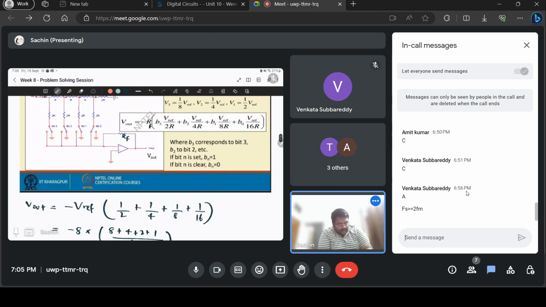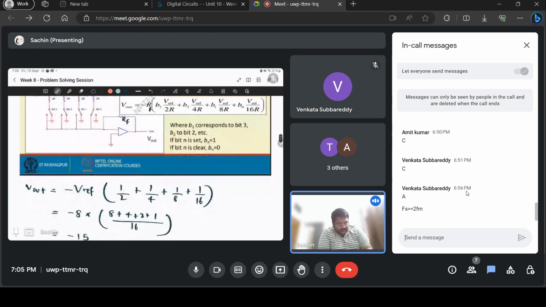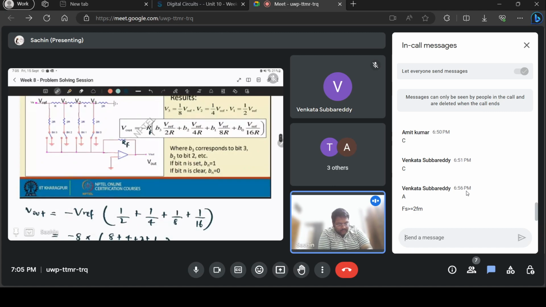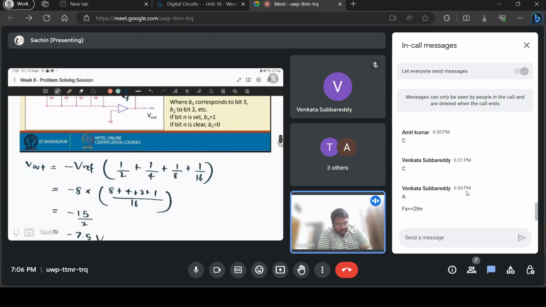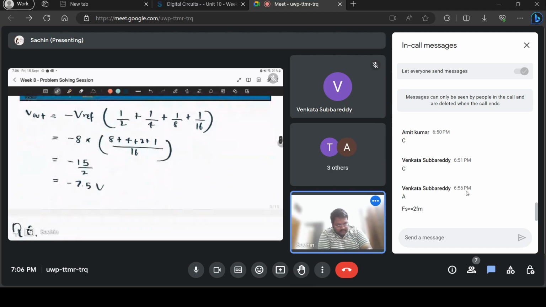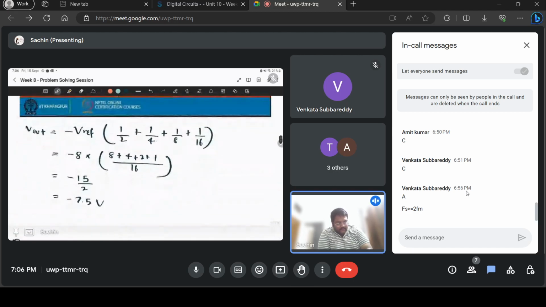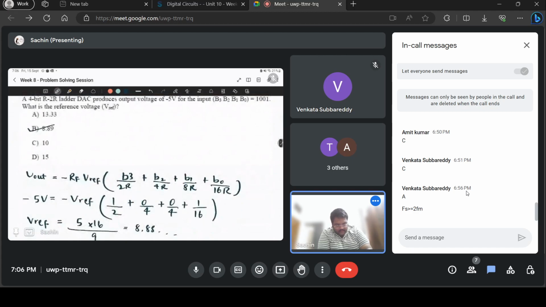Here, since RF is equal to R, all the R's will get cancelled out and all the B's are equal to 1. And Vref is common for all four. So you can take out Vref, you substitute values, you'll get minus 7.5.